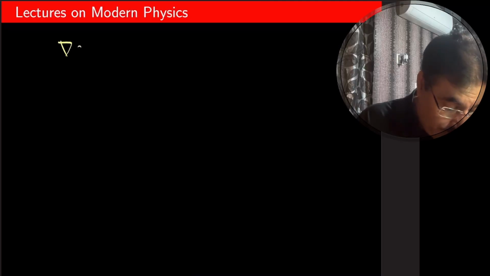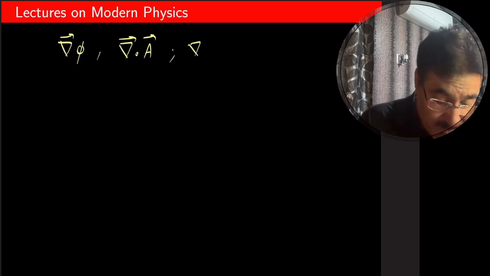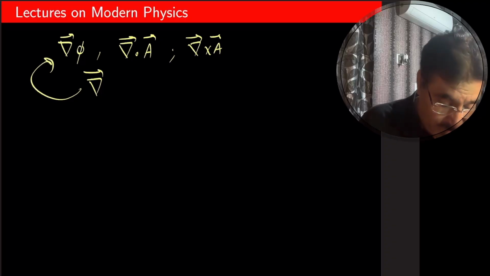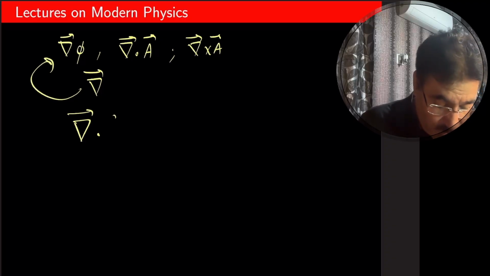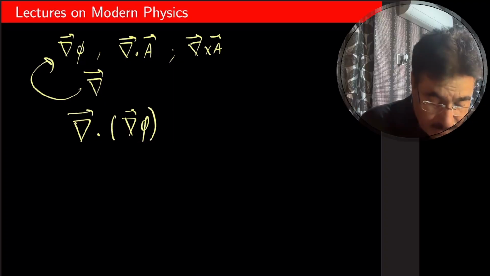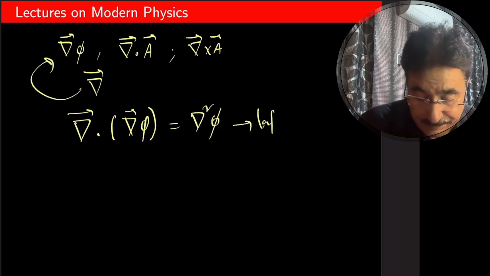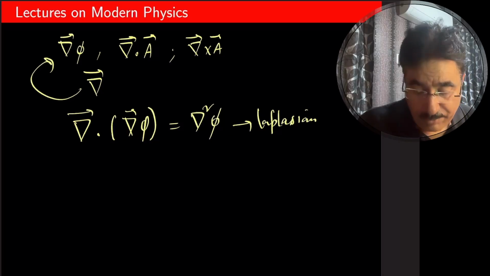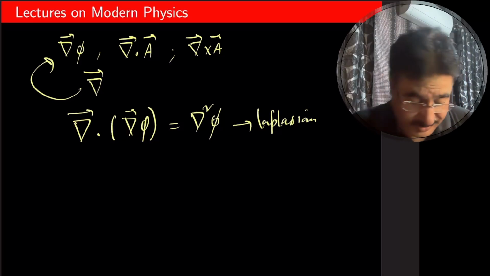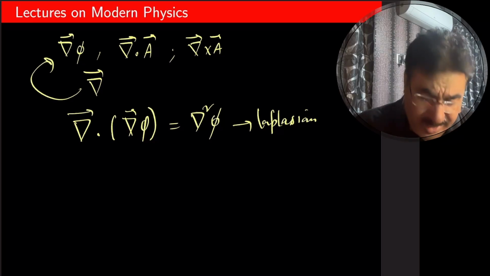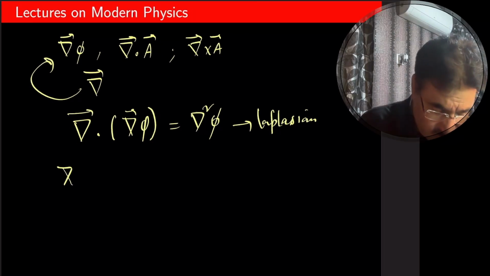So we have the gradient of a scalar field, the divergence of a vector field, and then we have the curl. These are our first order derivatives. Now to find a second order derivative, I have to hit again with the del operator. So here I can hit with the del operator. I will write the divergence of the gradient. And this is del square of phi, and this is called the Laplacian. It is a very important operator. It occurs in many places in physics.